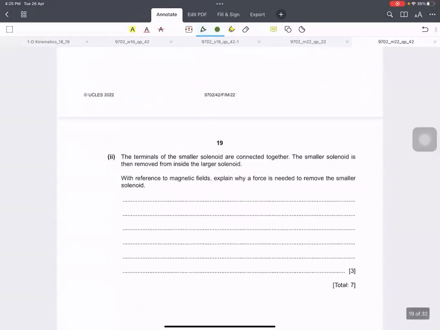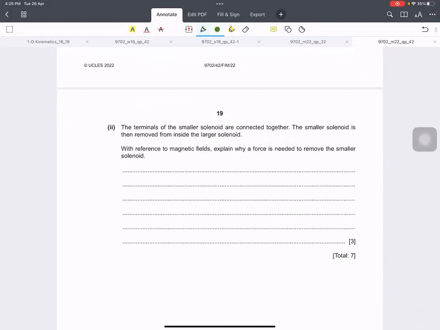The terminals of the smaller solenoid are connected together. The smaller solenoid is then removed from inside the large one. With reference to magnetic field, explain why force is needed to remove it. Okay. अब वो Lenz law की वजह से हमने पहले लिख लिया, ठीक है. Number 1, change in magnetic flux linkage causes EMF to be induced in smaller coil.